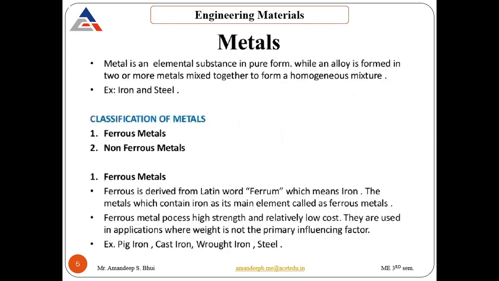Okay. Now, if we look into metals, metals are elements or substances that are available in nature in their pure form. While alloys, we have already discussed, are formed by mixing two or more metals in the form of a homogeneous mixture. So, an example of a metal can be iron, and an alloy can be steel. Now, classification of metals can be ferrous and non-ferrous.